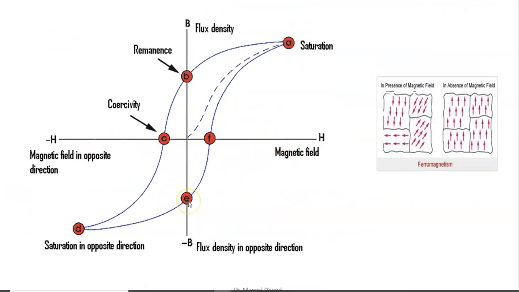Again, if I have to neutralize this remnant flux density, I have to apply magnetizing force in the positive direction. Meanwhile, the magnetic dipole moments will go on changing. Let me show you. From this direction, they will change to this direction. Again, they change to this direction. Again, this.